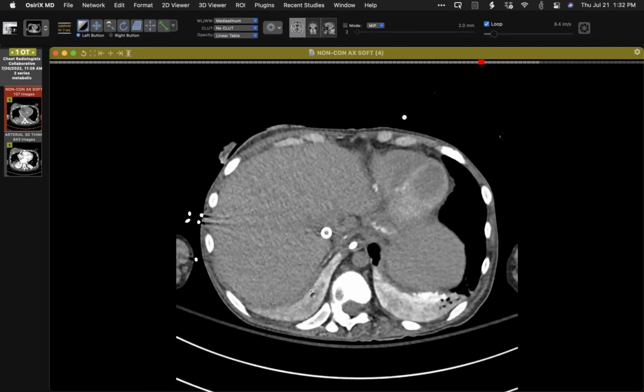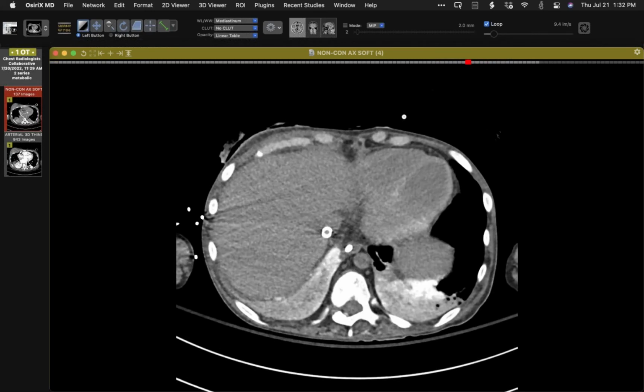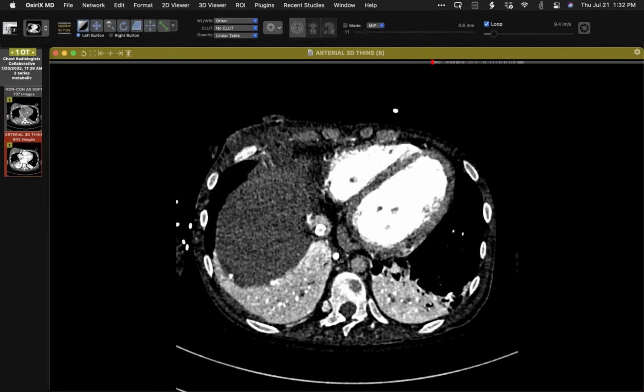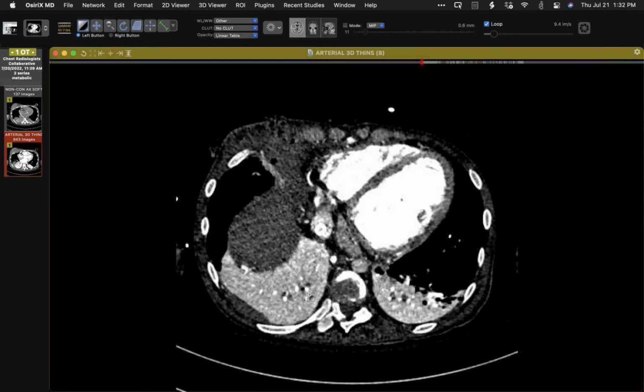It's a pretty scary sight when you see it like that without contrast medium. If you don't have the non-contrast, you wouldn't pick up that that's in there, at least not in the same way.